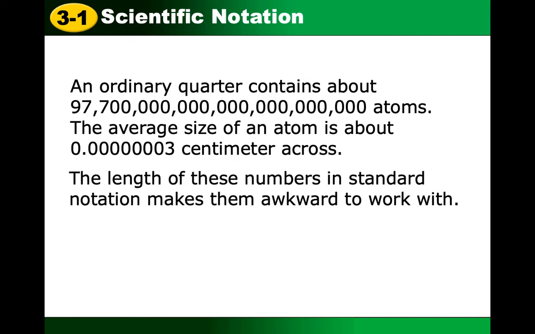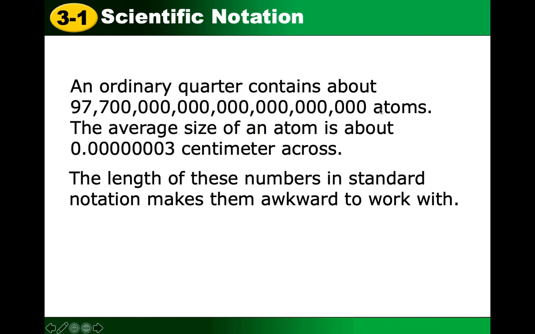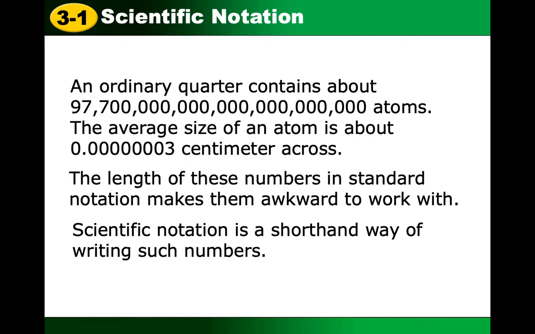But when you consider the length of these numbers in standard notation, which is basically what these are, they're written in standard notation, or let's just say they're written regular, okay? So these numbers are very awkward to work with. Imagine if you had to multiply the number of atoms in a quarter by, say, the weight of an atom, right? That would be another tiny number. And so figuring out how to work with these large and small numbers would be very cumbersome. So we use scientific notation as a shorthand way of writing such numbers and working with them. Now let's take a look at what scientific notation includes.